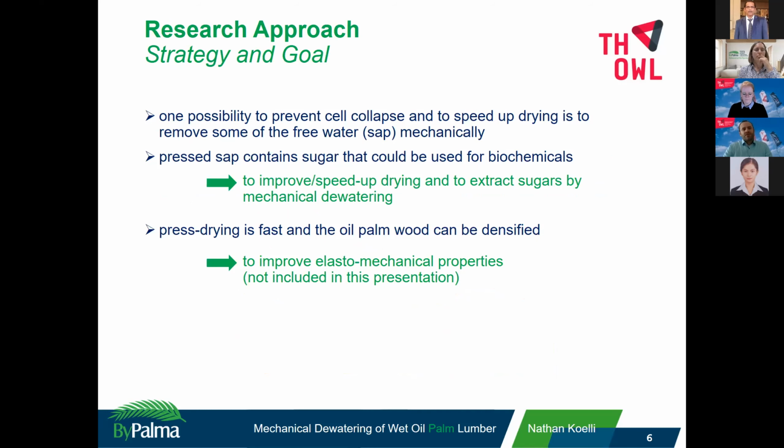We are now coming to the research strategy and goal. One possibility to prevent cell collapse and to speed up drying is to remove some of the free water sap mechanically. The press sap contains sugar that could be used for biochemicals. So the goal is to improve and speed up drying and to extract sugars by mechanical dewatering. After the mechanical dewatering, in this research, press drying was conducted on a single daylight press. Press drying is fast and the oil palm wood can be densified in the same step. The goal there is to improve the elastomechanical properties by densification. But this part of the research is not included in this presentation.